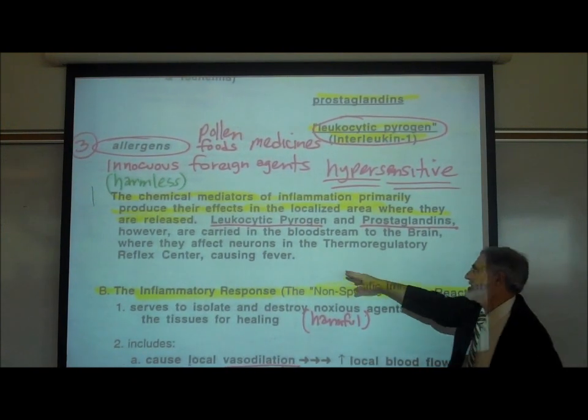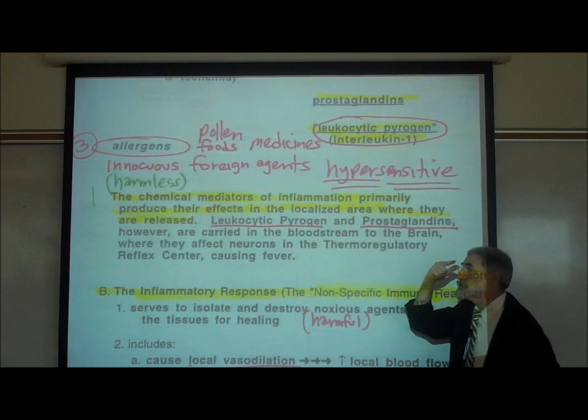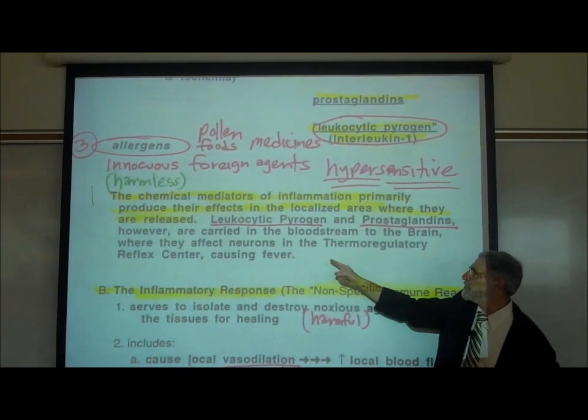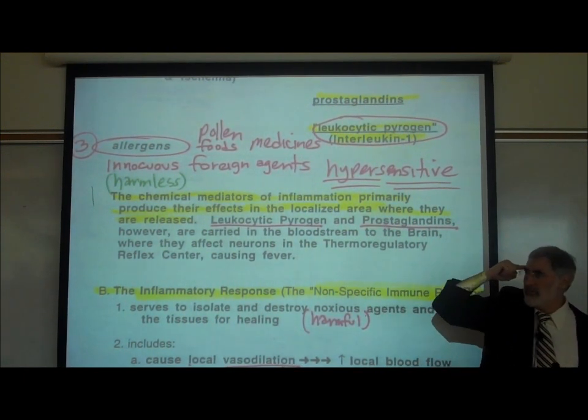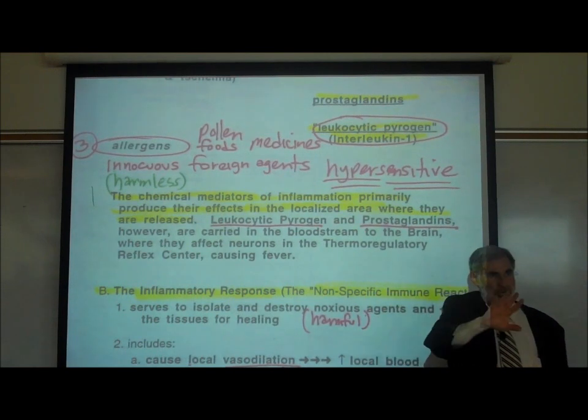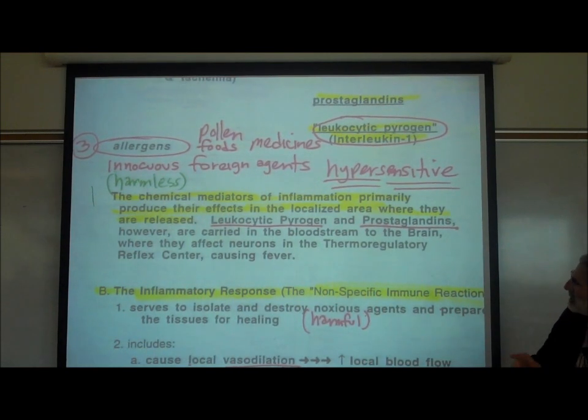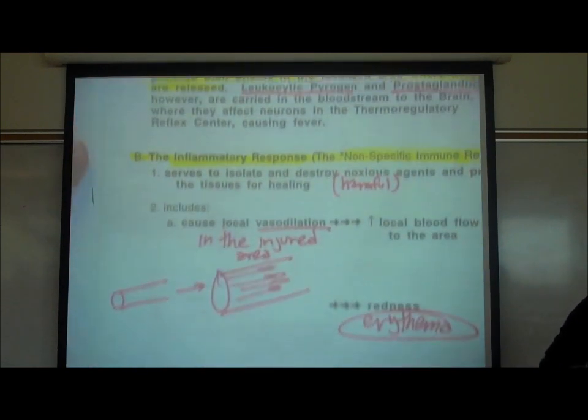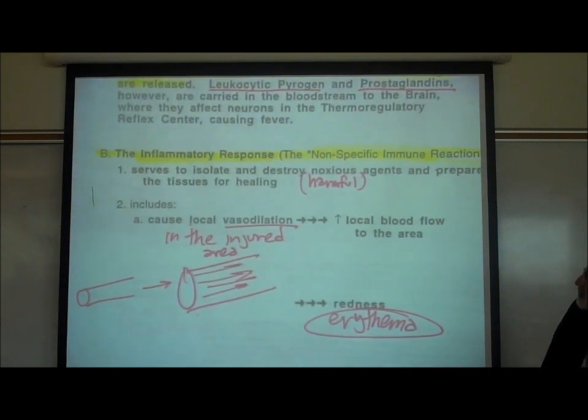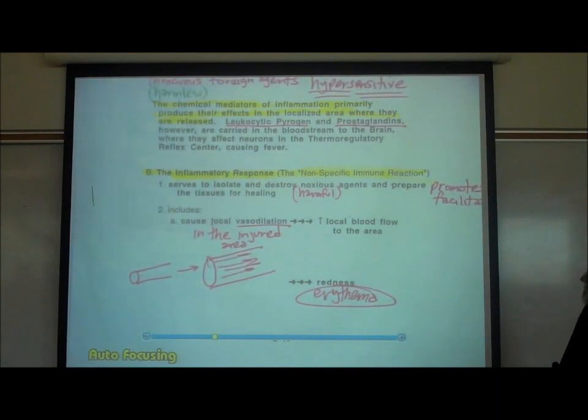These two chemicals can be carried in your bloodstream up to your brain, where they can affect the neurons in the thermoregulatory reflex center, causing a fever. We're going to talk about that. But before we talk more about fever, again, let's just generally talk about the inflammatory response, also known as the nonspecific immune response.